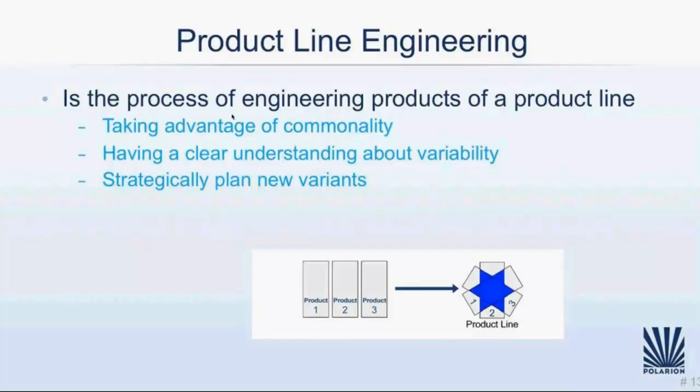Software and system product line engineering is a systematic reuse approach that views the products delivered by a development organization as members of the same product family, which have several common characteristics, but also show some differences, otherwise they would be the same products.